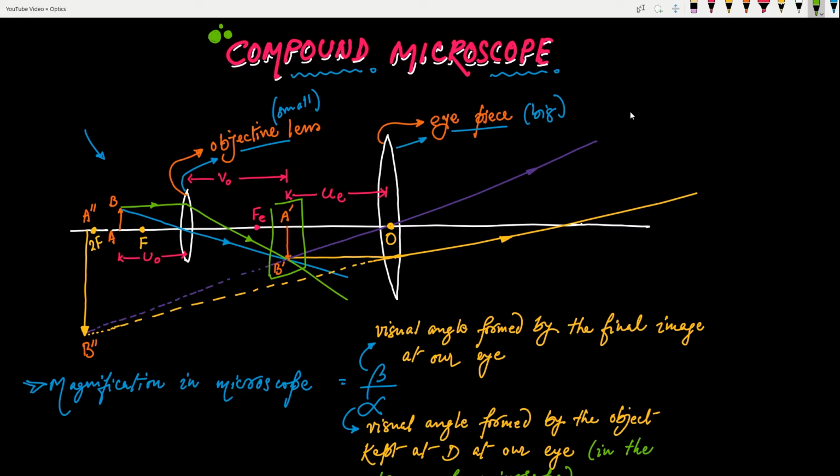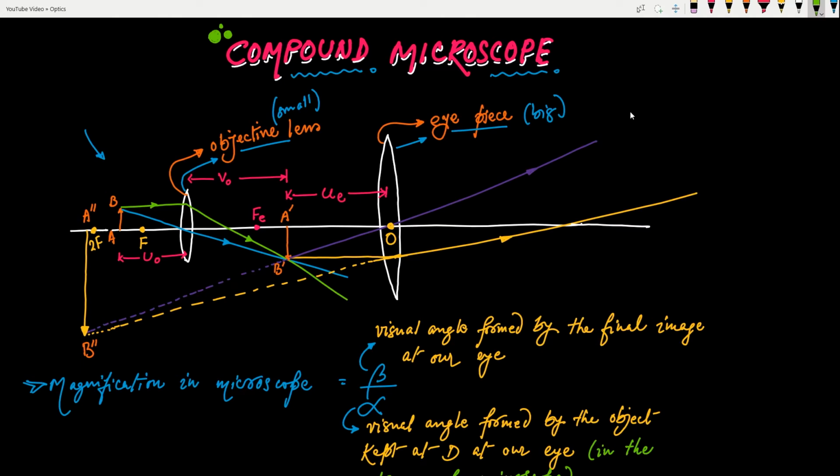Once we have got this image, this image A dash B dash acts as a virtual object for the eyepiece. Okay, this thing we have learned in my earlier video, that whenever a combination comes into play, the result of the first lens actually acts as a virtual object for the second lens. I hope this is clear. So now A dash B dash will act as a virtual object for the eyepiece.